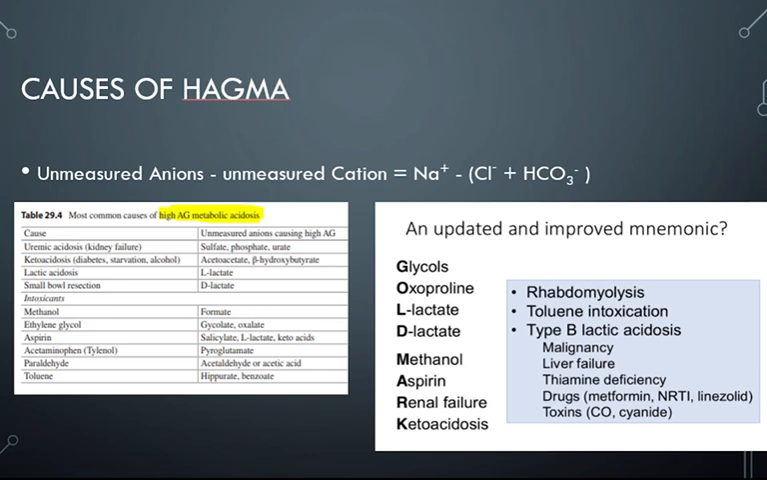You need updated mnemonics when new causes are discovered. So you can have rhabdomyolysis, toluene intoxication, and type B lactic acidosis. These have come into notice recently, and are picked up quite often nowadays, especially in critical care medicine. You can have malignancy, liver failure, thiamine deficiency, drugs like metformin, nucleoside reverse transcriptase inhibitors, linezolid, and toxins like carbon monoxide and cyanide. So all these are additional causes. In general, it is related to intoxicants. If you want a broad classification, you have to think about intoxicants as well as other metabolic conditions causing high anion gap metabolic acidosis. Our topic will be confined only to this group of causes which lead to high anion gap metabolic acidosis.